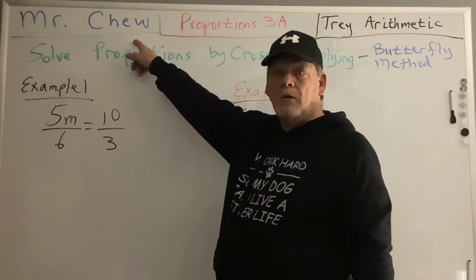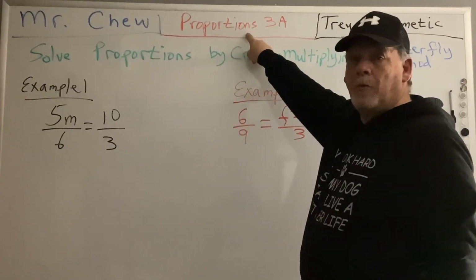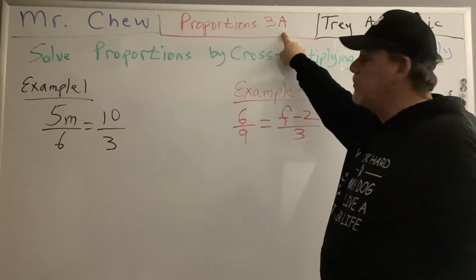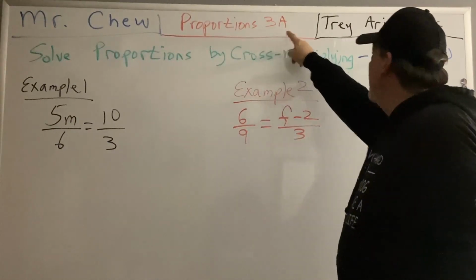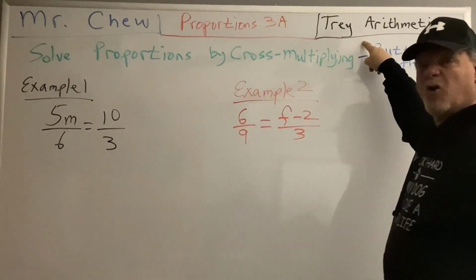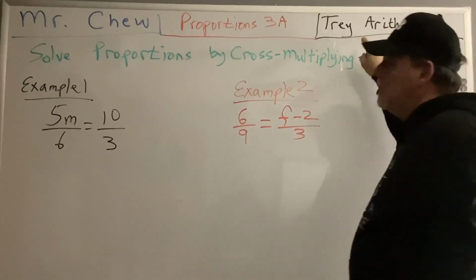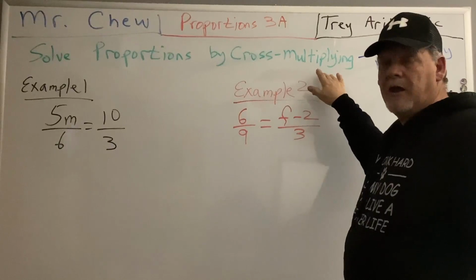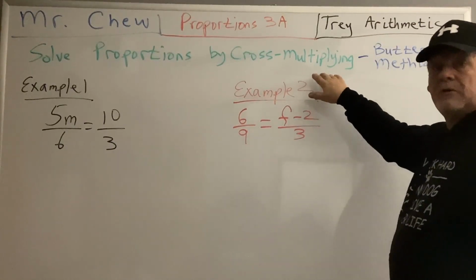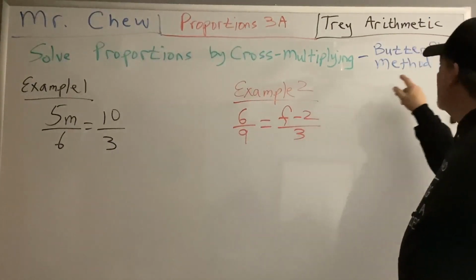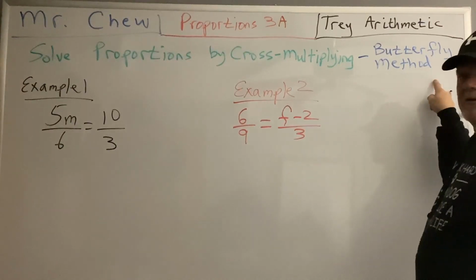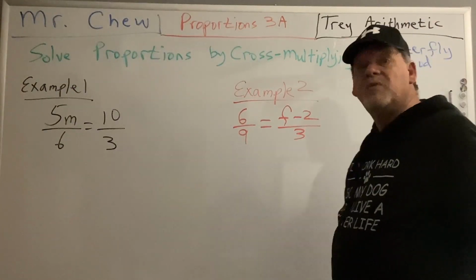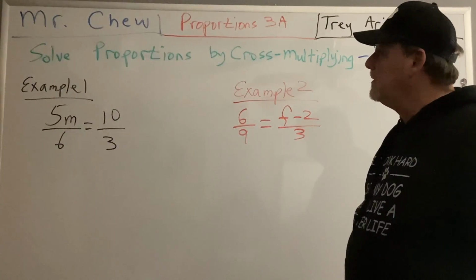Chapter 2, let's solve some proportions. I call this proportion 3A in my arithmetic curriculum that I call tray arithmetic. We're going to solve proportions by cross multiplying, and when I was in middle school, I would teach my 8th graders to call this the butterfly method. Maybe you've seen it, maybe you haven't, but it's an easy way to remember it.